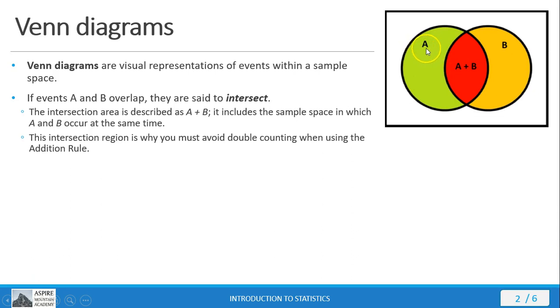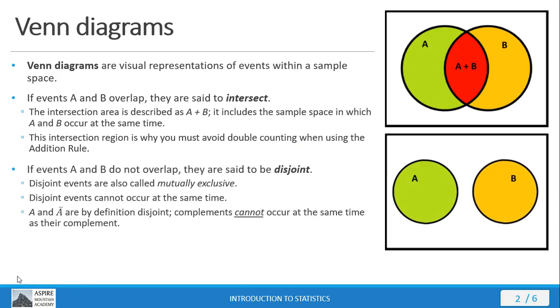Because, see, when you include the probability of A, you're including everything in this circle here. And then when you add in the probability of B, you've got everything in this circle here. So now this area of intersection has been added twice, so we have to subtract that intersection area out so that we only count that space once, and we avoid the double counting.